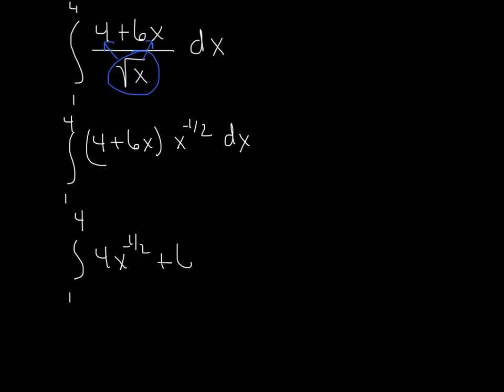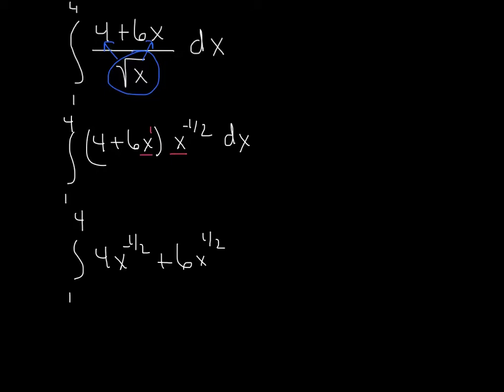plus 6x to the positive 1/2, because there is an exponent of 1 right there, and when you multiply like bases you add the exponents, and that's going to give you a 1/2 there.